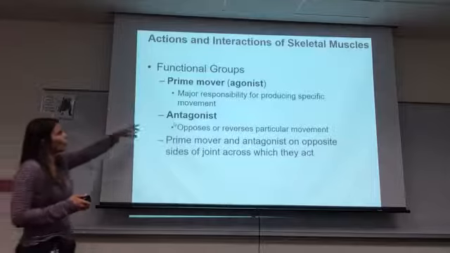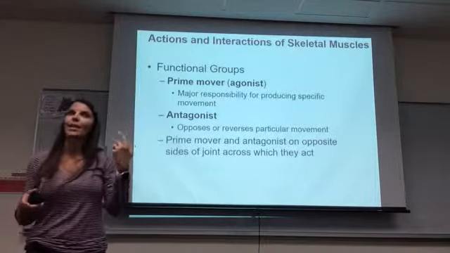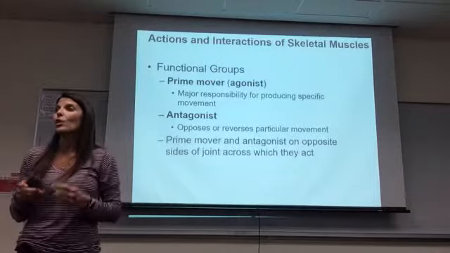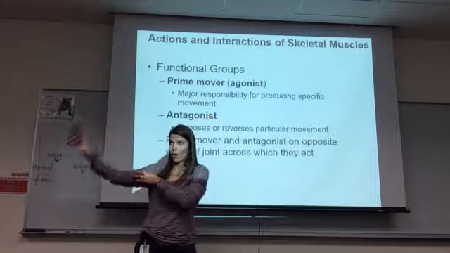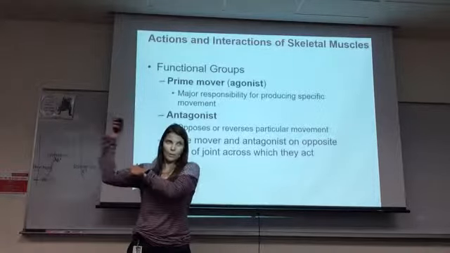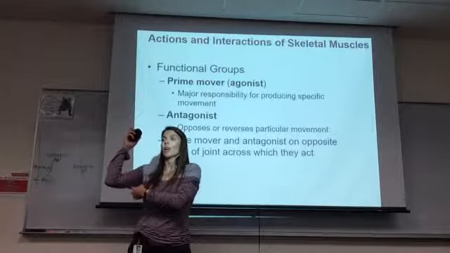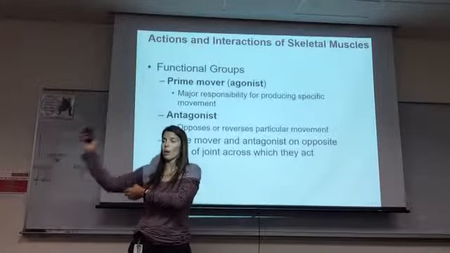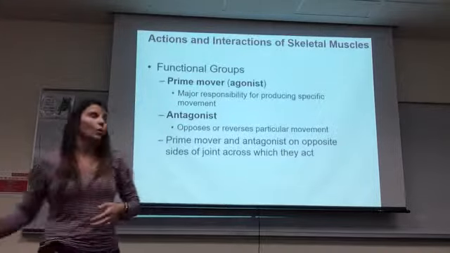But prime mover, agonist versus antagonist. The agonist is what does the work. The antagonist undoes it. And it really just depends on what movement you're talking about. So if I was trying to flex my arm, the agonist would be my bicep. The antagonist would be my tricep. If I was trying to straighten my arm or extend my arm, then this would be the agonist, this would be the antagonist. It just depends on what movement you are trying to do.